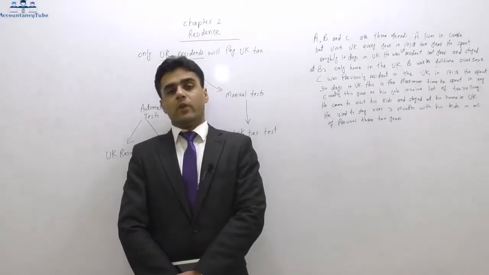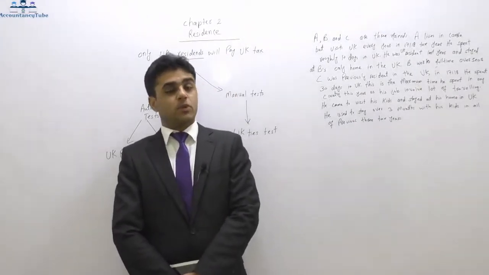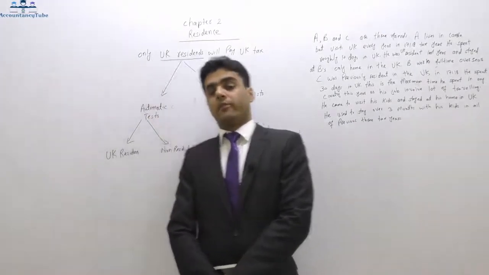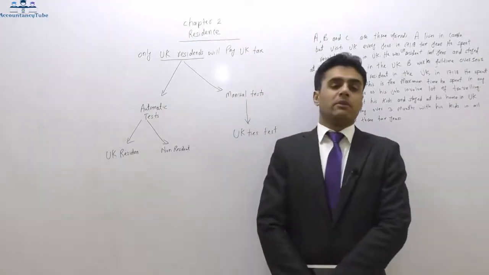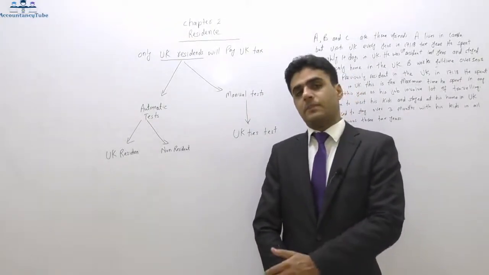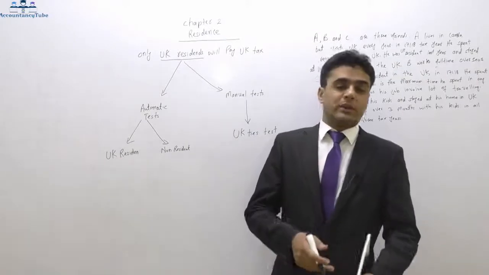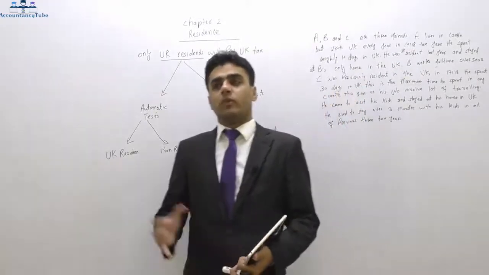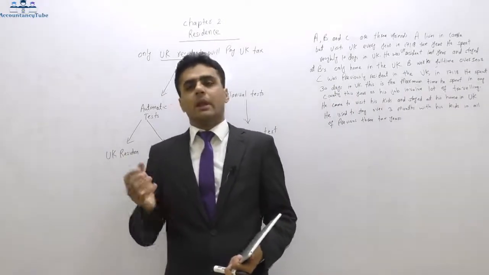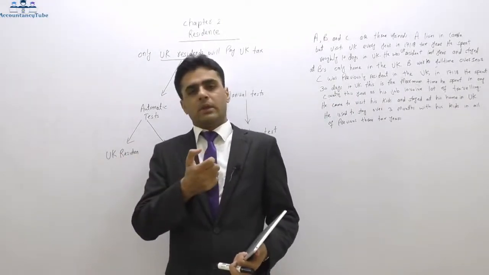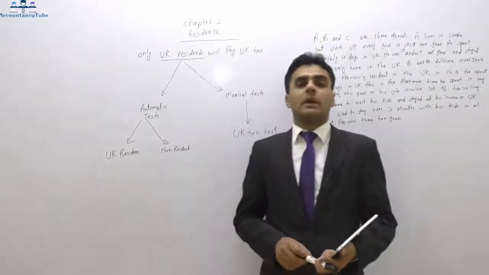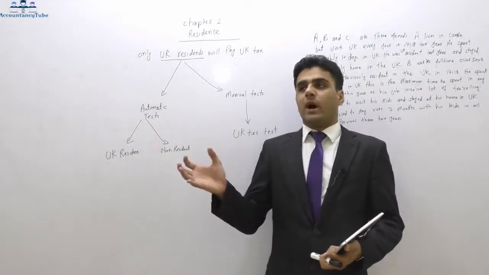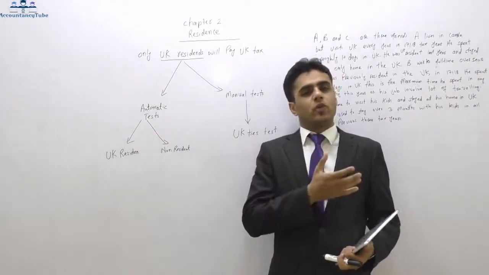In this video we are going to look at chapter number 2, which is on UK residence. Now in the previous lecture, in the first chapter, we looked at the income tax pro forma. Why do we make the income tax pro forma? Because we have some sources of income like property income, dividend income, interest income or employment income. So I can earn income from many different sources.